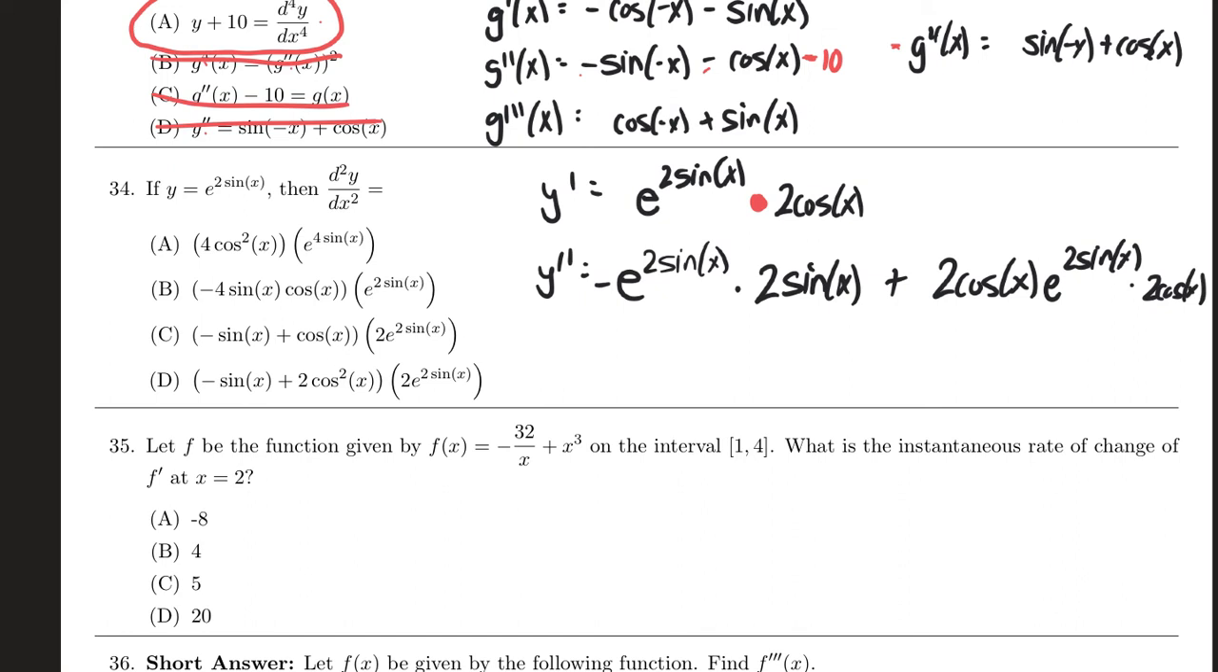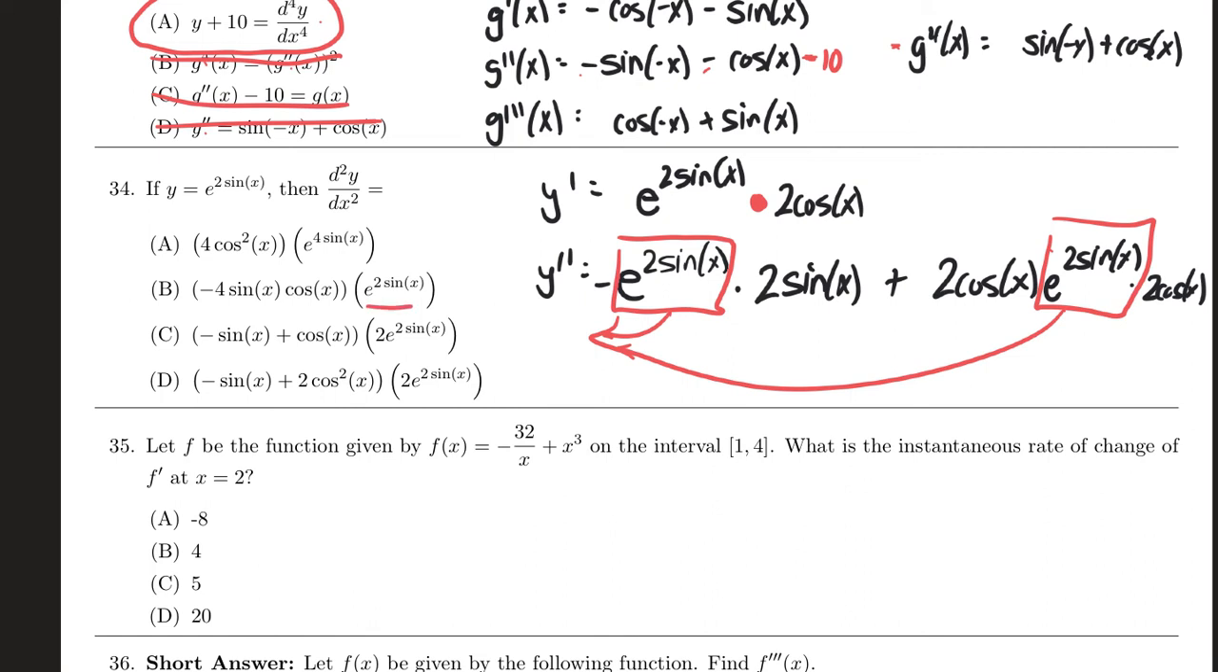All right, so now I need to figure out how all these compare. First of all, this e to the 2 sine of x is in both of these, so I can pull it out. And actually, they also have a 2, so I can bring out the 2 as well. What's left over when I get rid of the e to the 2 sine x and the 2? I have a negative sine, and I have a 2 cosine squared.